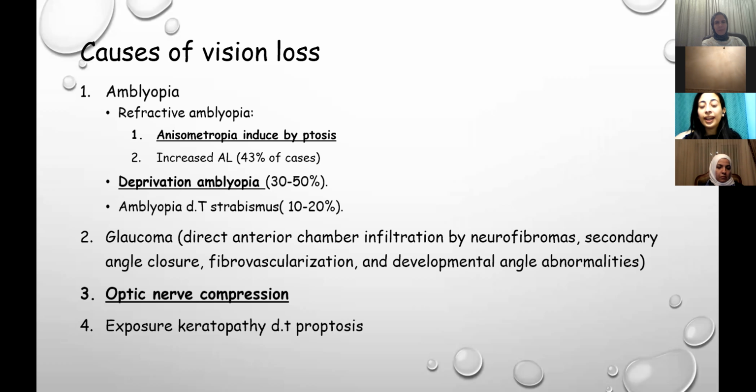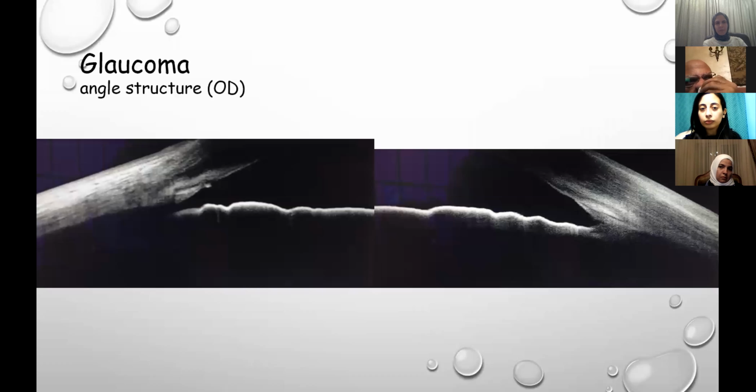It may be an angle anomaly from the start. It may be fibrovascularization. And to the issue of the optic nerve compression, whether by the plexiform neurofibromas or later if they develop gliomas, and exposure keratosis if there is a significant proptosis. We here in this patient, we have anisometropia due to ptosis, yet we have pushing over or compression over the optic nerve.